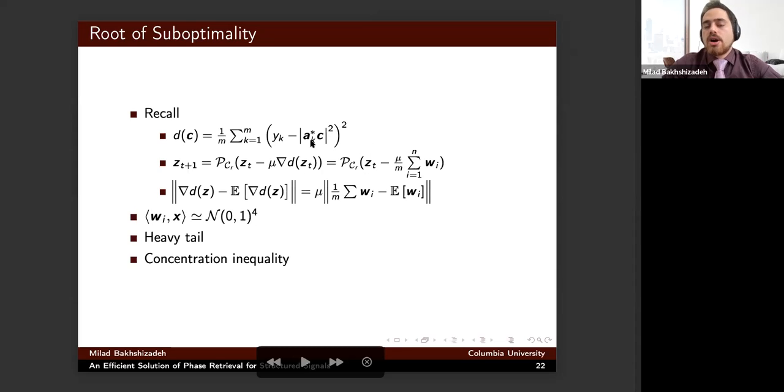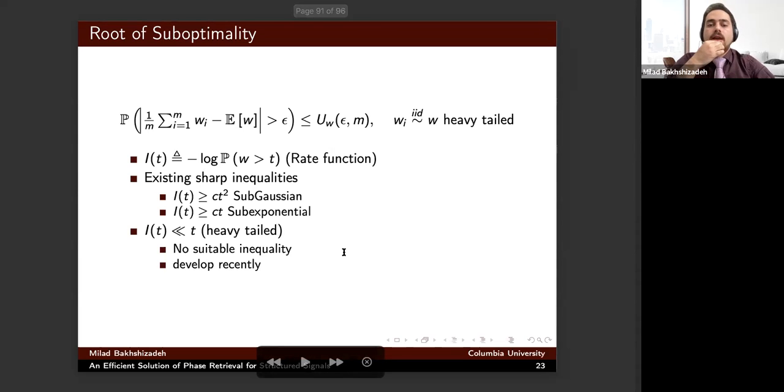So a_k is a Gaussian vector. You project it on the direction of x and you raise it to the power of 2 twice. Because of that, when you project each vector involved in the summation of the gradient on the direction of x or any other direction, what you're going to see is more or less like a Gaussian random variable to the power 4, which has a heavy tail. And as I discussed here, we are interested in the concentration inequality for such heavy tail distributions. And this is in fact the root of the suboptimality that we have seen.